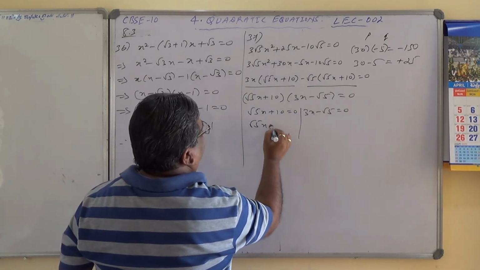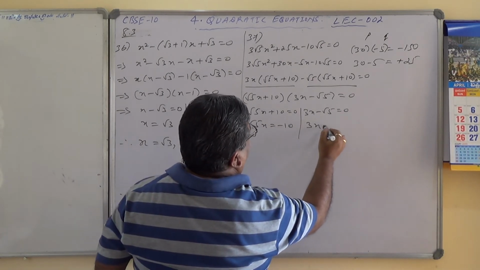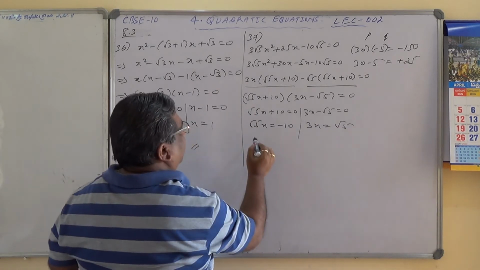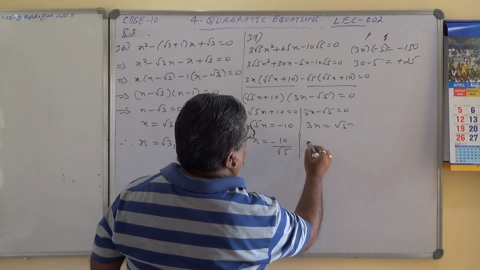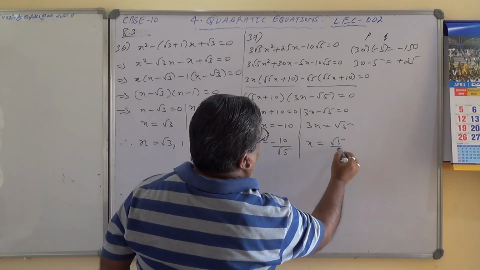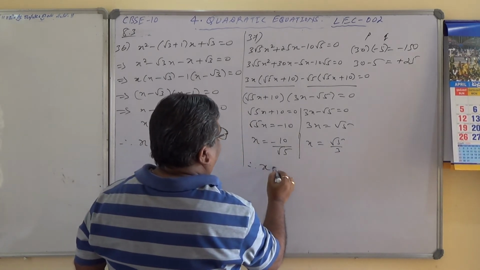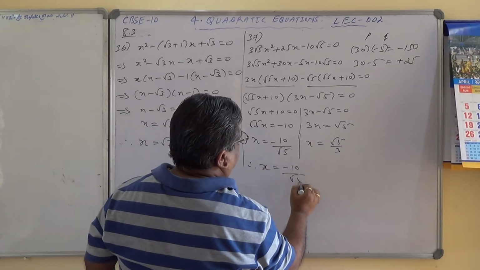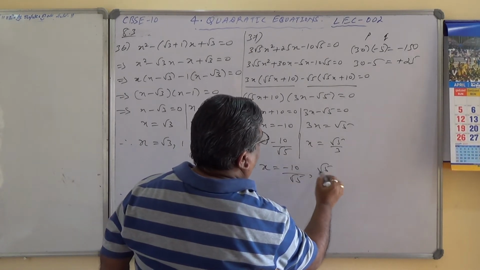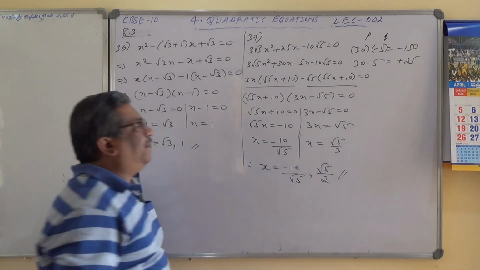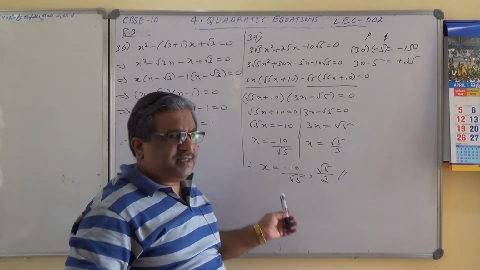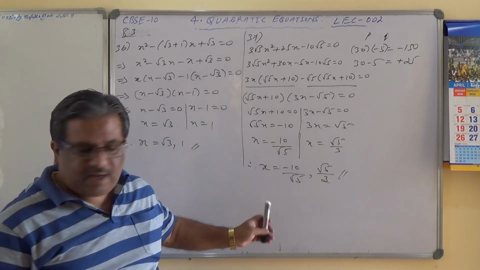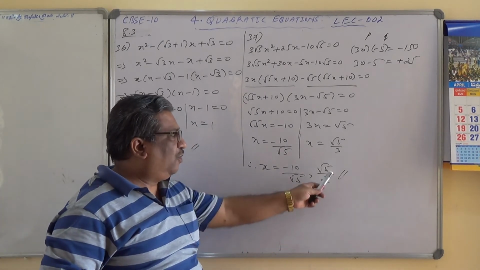So root 5x equals minus 10. 3x equals root 5. So x equals minus 10 by root 5. And here it is x equals root 5 by 3. Therefore, the values of x are minus 10 by root 5, comma, root 5 by 3. Let me check the answers. Here R.D. Sharma has given the answer as minus 2 root 5. Root 5 by 3 is correct.